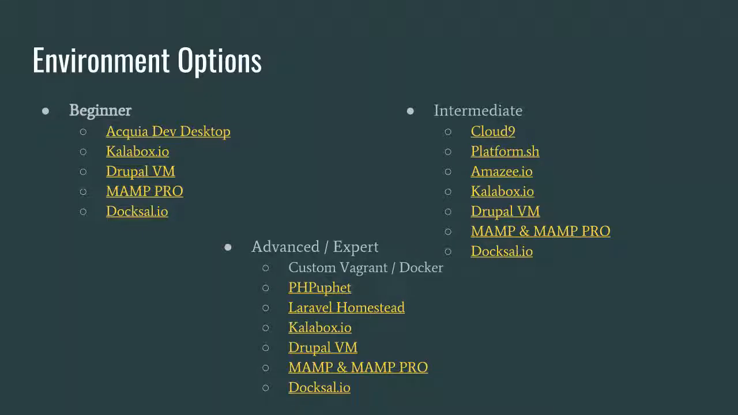Docksal.io, I listed it under beginner because it stated that beginners can use it. I cannot confirm that because I haven't really had a chance to dig into it. Kalabox and Acquia Dev Desktop and Drupal VM, all 3 of those are literally turnkey development. You download it, you type some commands, you follow some instructions, and you are online and developing. And that did not exist when I got into web development 15 years ago. Let me tell you, learning curves are crazy. Did I miss anything? No.